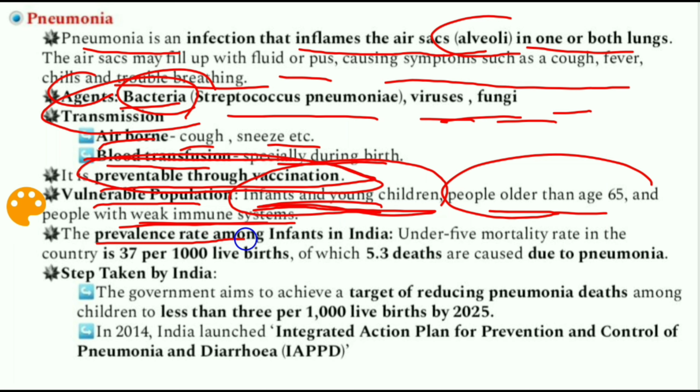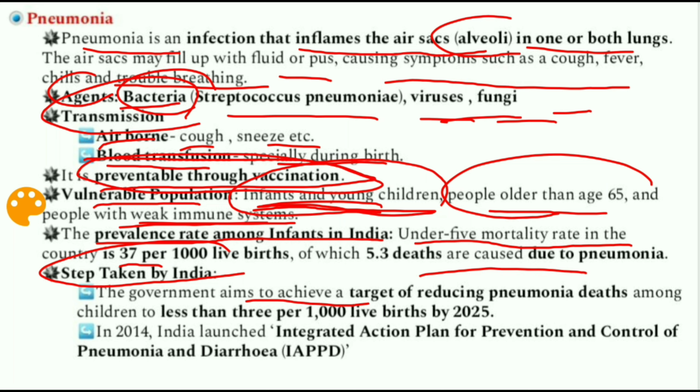The under 5 mortality rate in India is 37 per 1000 live births, of which 5.3 deaths are caused due to pneumonia. And which are the steps taken by India? The government aims to achieve a target of reducing pneumonia deaths among children to less than 3 per 1000 live births by 2025. In 2014, India launched the Integrated Action Plan for Prevention and Control of Pneumonia and Diarrhea, that is IAPPD.